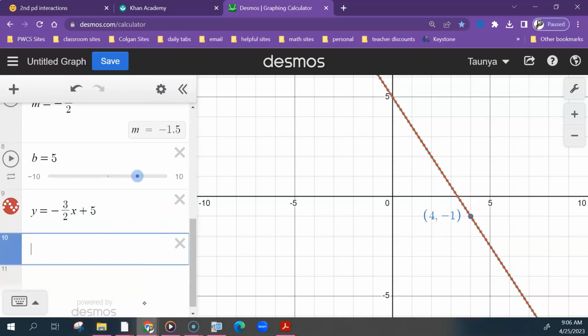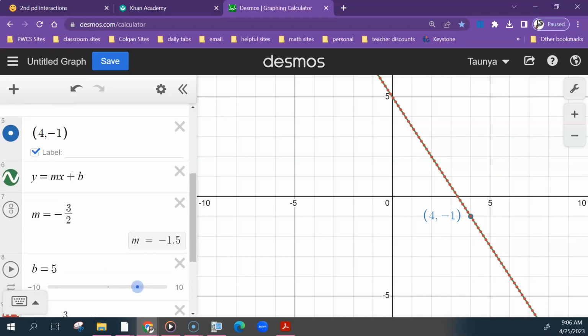And those overlap. So anytime you see a question that asks about what the equation of the line is, use this. Type in y equals mx plus b, add in the sliders, change your slope, put in the point, change your b value until it goes through, and then you can get your equation. Questions on any of those so far?